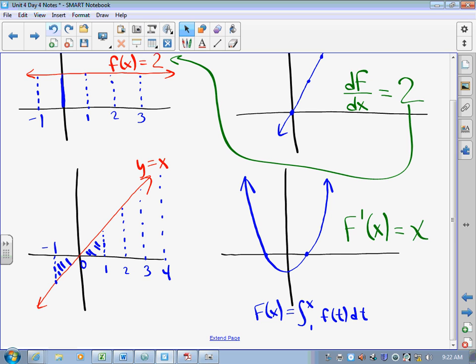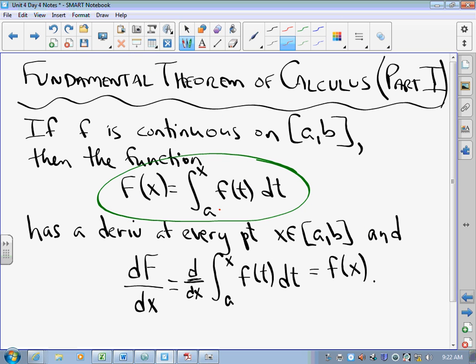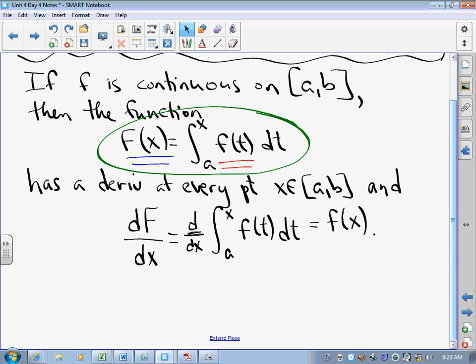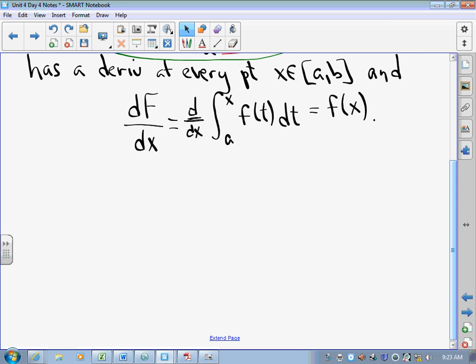The Fundamental Theorem of Calculus Part 1 says that if I have a red function, f of t, and I create a blue function, capital F of x, that takes an integral from any constant to x of f of t dt, that capital F is differentiable, and its derivative is little f of x. This has two very serious consequences.